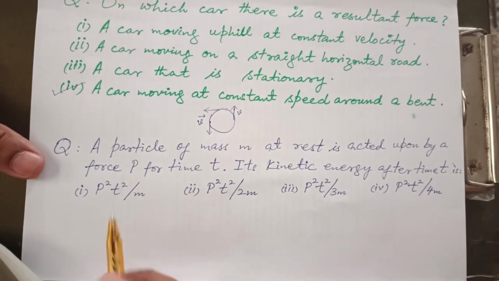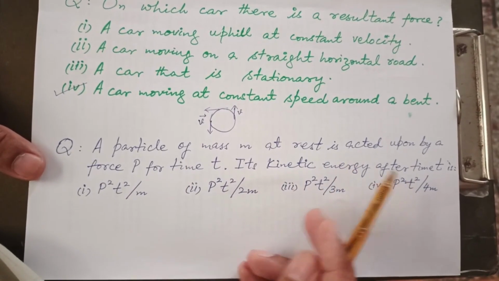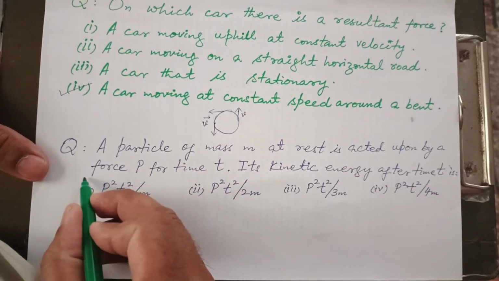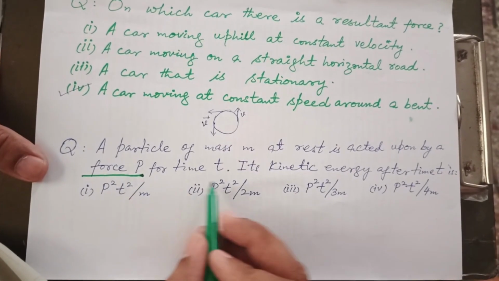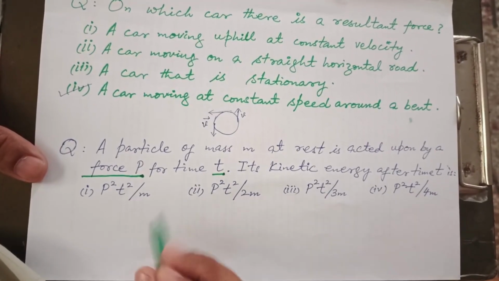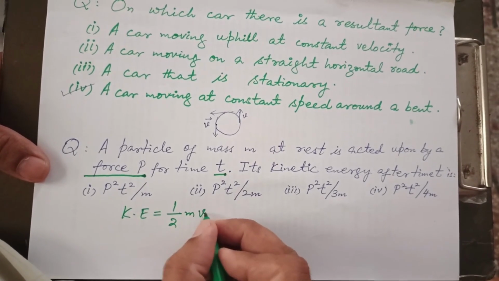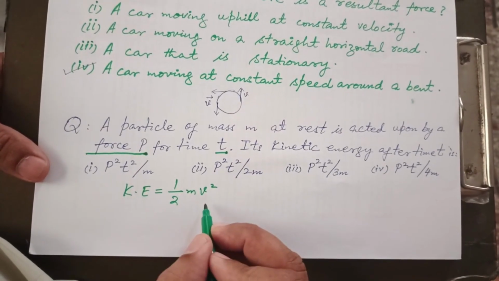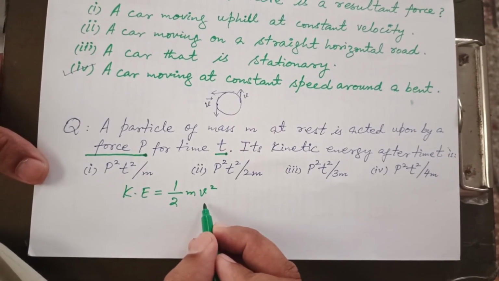A particle of mass m at rest is acted upon by a force P for time t. Now you should note immediately that the force is denoted by P, capital P, and the time is t, the second variable. Its kinetic energy after time t is, you know that kinetic energy is given by the formula K equals half mv square. So you need force in it. Force means you need acceleration over here, because force is ma, the product of mass and acceleration.